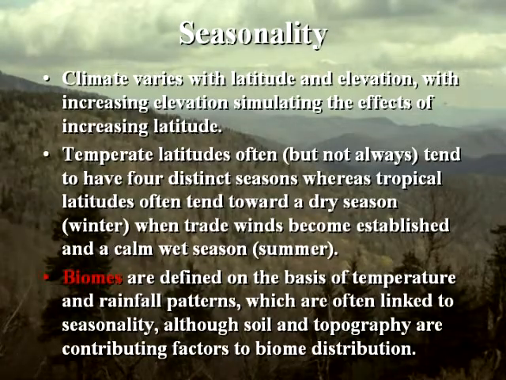So let's summarize. We've seen that climate can vary not only latitudinally, but also with respect to elevation, with increasing elevation simulating the effects of moving north. Temperate latitudes tend to have 4 distinct seasons, whereas tropical latitudes often tend towards 2 seasons.